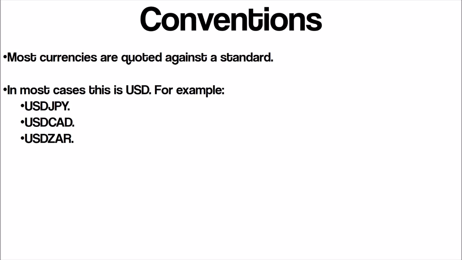Like I say, most currencies by convention would be quoted against the dollar. So here are some examples. There's dollar yen, which is USD/JPY, dollar CAD, that's how the USD/CAD symbol is said out loud, and that's the Canadian dollar it's referring to on the right-hand side, and as I mentioned, dollar rand.